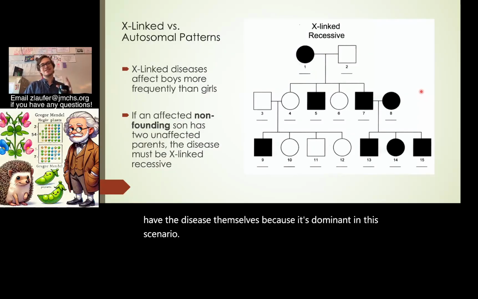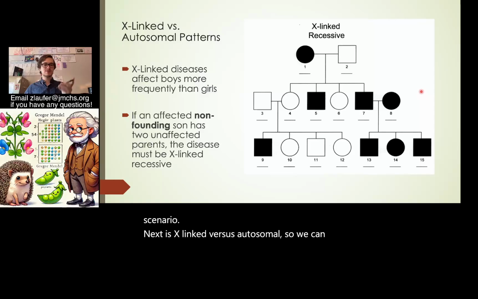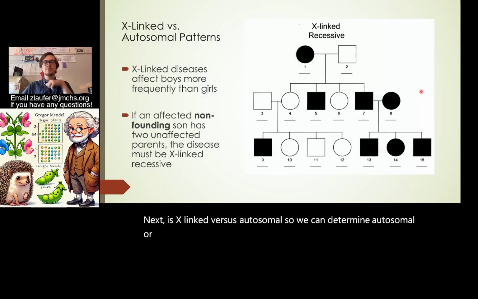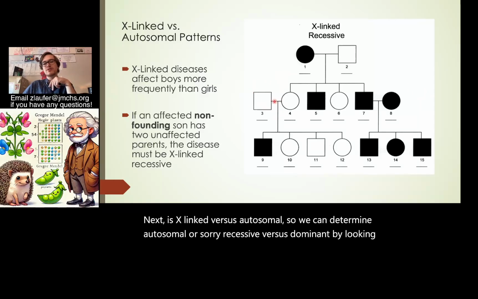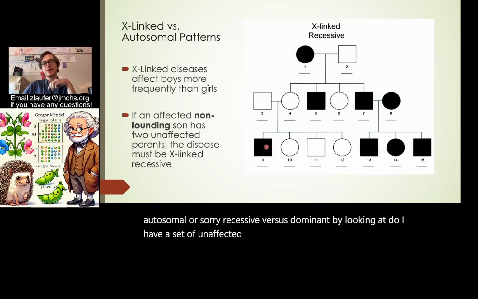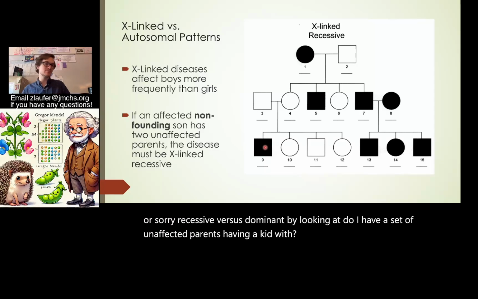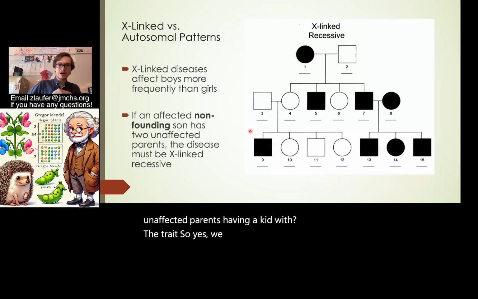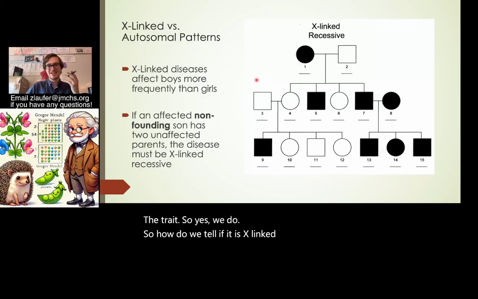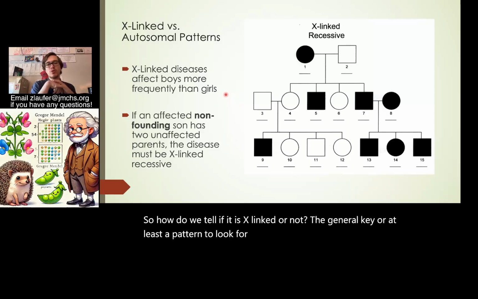Next is X-linked versus autosomal. So we can determine recessive versus dominant by looking at, do I have a set of unaffected parents having a kid with the trait? So yes, we do. So how do we tell if it is X-linked or not? The general key, or at least a pattern to look for, is you'll see many more boys having the trait than girls.